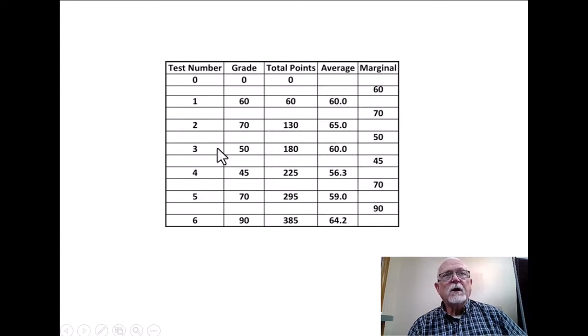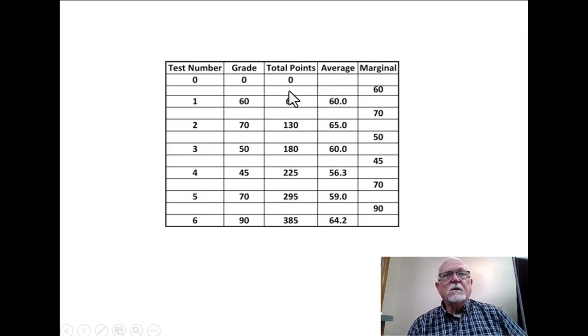And we go through this pattern. So the third test, unfortunately, is a 50. That adds 50 points to the total to give us 180. We divide 180 by 3 to get the average, and then the marginal in this case is just that last test score of 50, and so on and so forth.